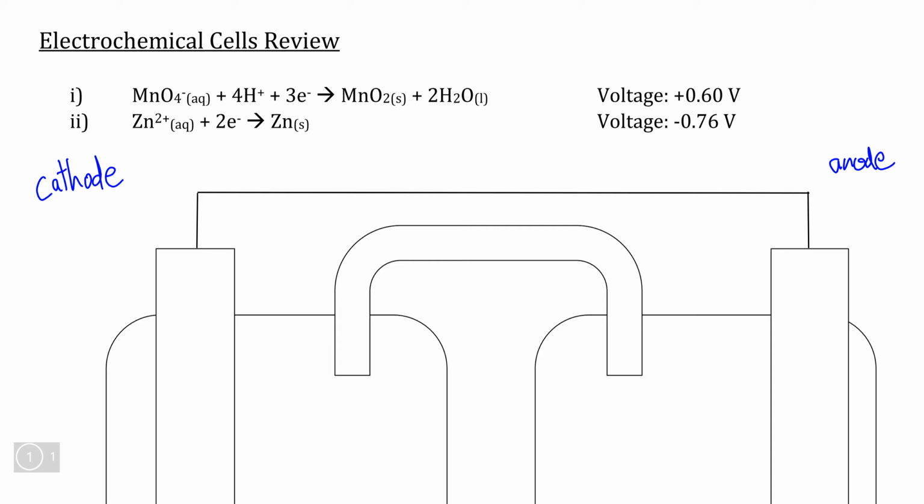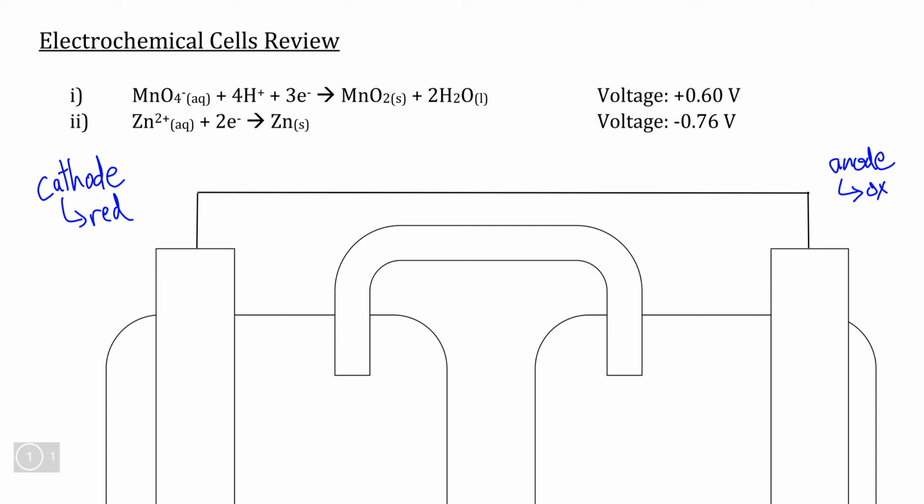Now, you'll remember that it is the oxidation reaction that occurs at the anode, and the electrons that are lost in the oxidation reaction will flow through the connecting wire and be used to power the reduction reaction that occurs at the cathode. And if we remember that the purpose of an electrochemical cell, or indeed of any battery, is to generate electricity, we simply need to look for the combination of half reactions that produces the largest voltage.